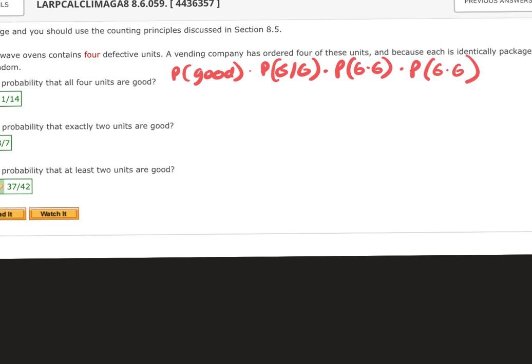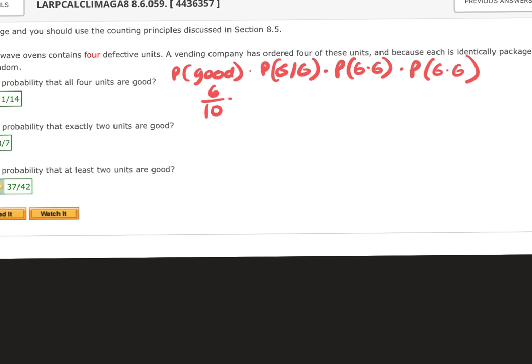So first, I know it started with 10 microwaves. There were 10 to start with. How many of them were good? In this case, there were 4 defectives. How many would have been good? 6. Now we assume we took off a good microwave. So how many good microwaves are left? Wait, why 6 over 10? Because there are 10 total microwaves, right? 4 were defective, which means 6 were good.